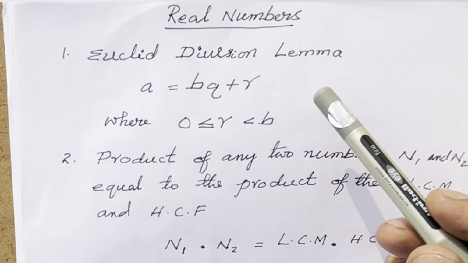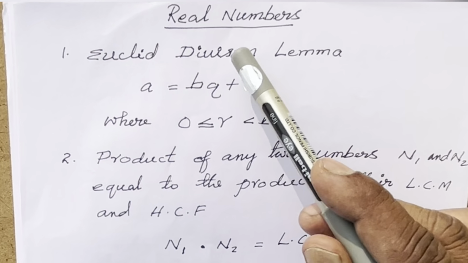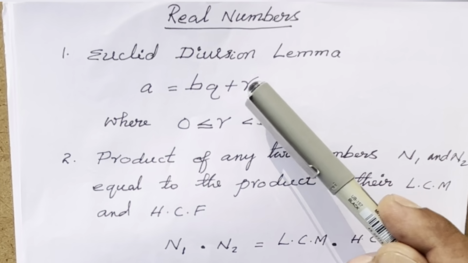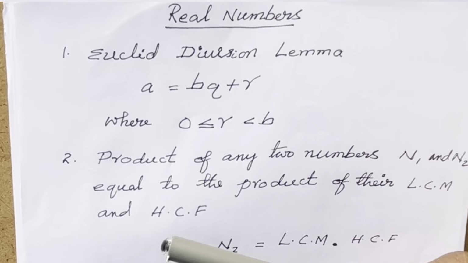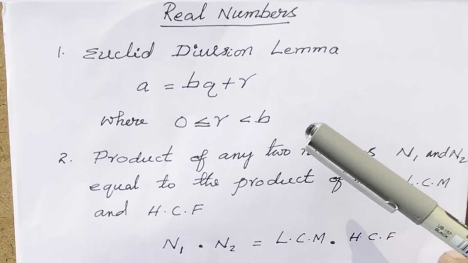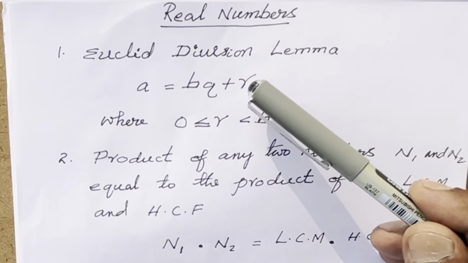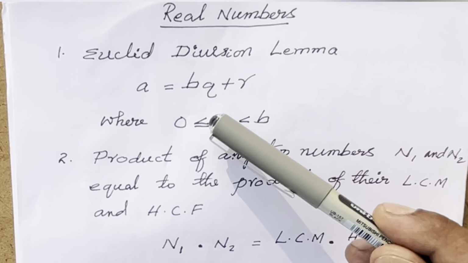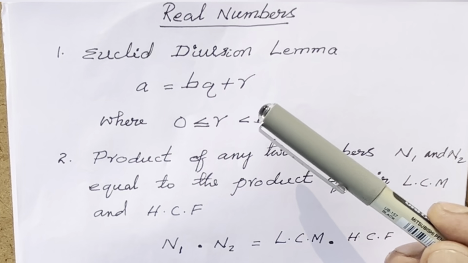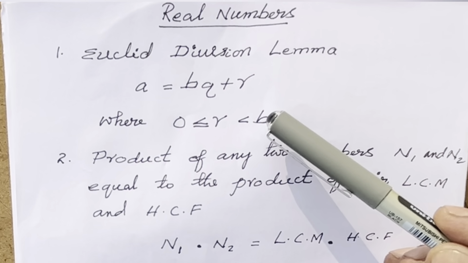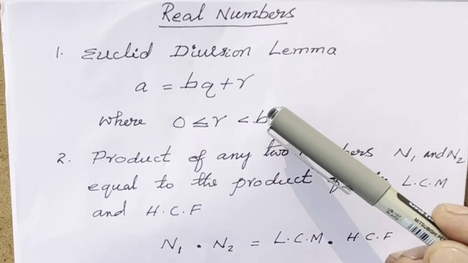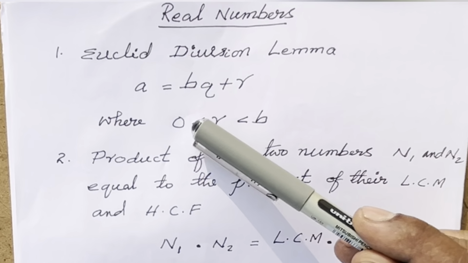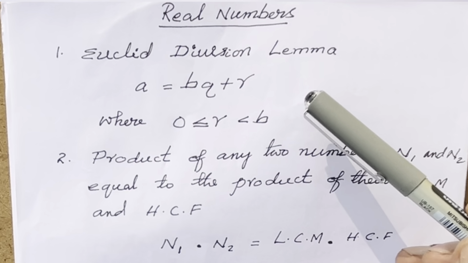The first important formula for the real numbers is Euclid's division lemma. In this case, you can see here a = bq + r. In this, a is called dividend, b is a divisor, q is a quotient, and r is the remainder. And here, the remainder is always equal to 0 or greater than 0, but it should not be greater than b, that means the divisor. So, r is greater than or equal to 0 but less than b. This is the Euclid division lemma.